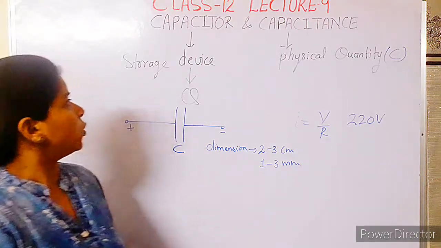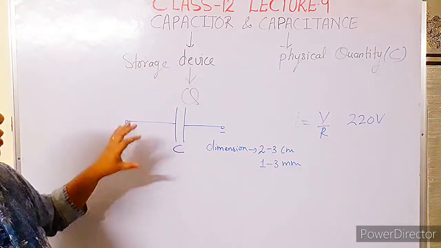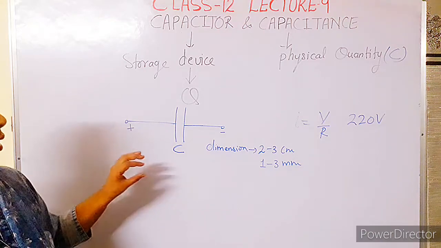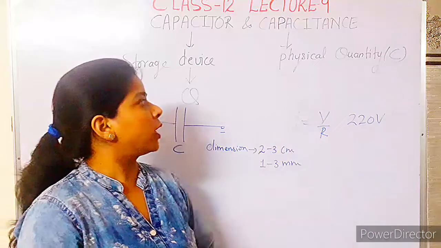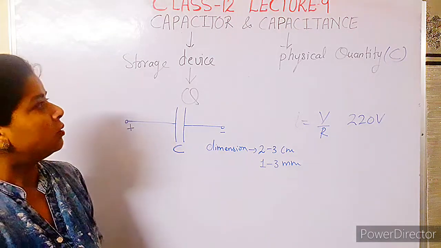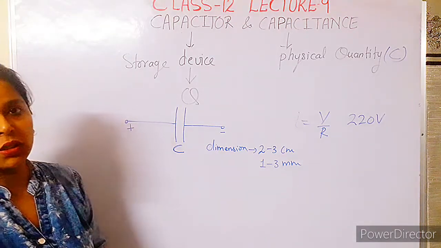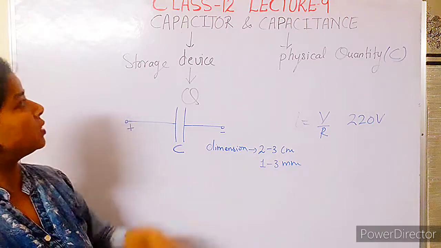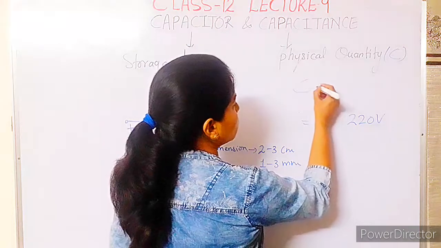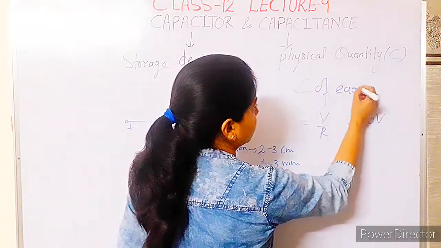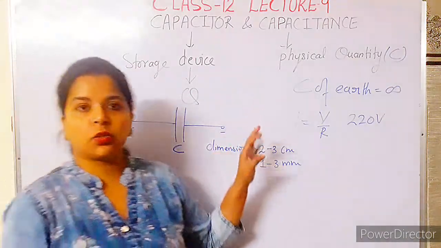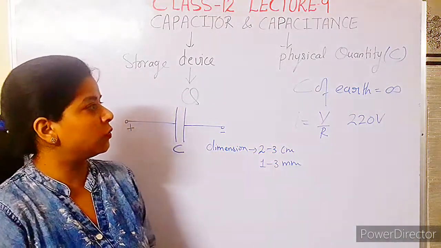Okay, so I hope this capacitor device is clear to you. It is very useful in practical life. Afterward, come to capacitance. Capacitance, C, is a physical quantity that indicates the capacity to store charge, obviously the capacity of a capacitor to store the charge. And the capacitance of earth is infinity. Again, this is related to very basic theory of physics.